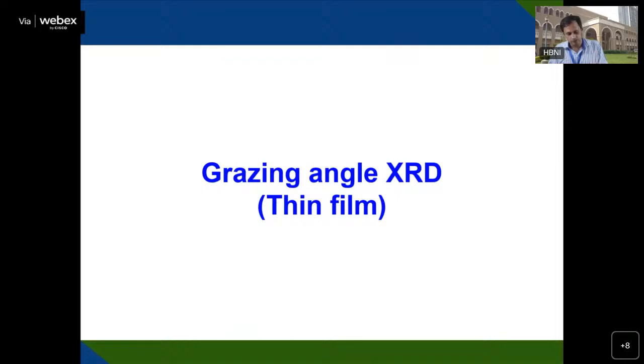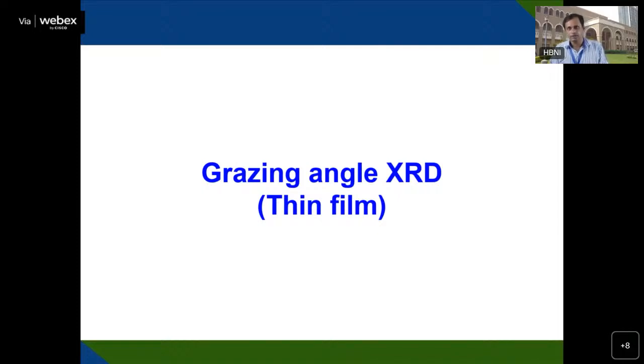In addition to single crystal, there is another technique, grazing angle XRD. Like in the case of powder, you have a bulk sample, sufficient powder, so it can be mounted on the sample stage, and you're going to get a good X-ray pattern. But if you have a thin film, that is quite difficult in the case of powder XRD.